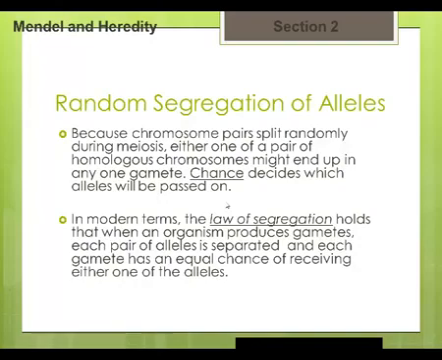So in modern terms, the law of segregation holds that when an organism produces gametes, each pair of alleles is separated, and each gamete has an equal chance of receiving either one of the alleles. So it's a 50-50 chance. When you're talking about a gene that has two alleles, it's a 50-50 chance that you will get one or the other.